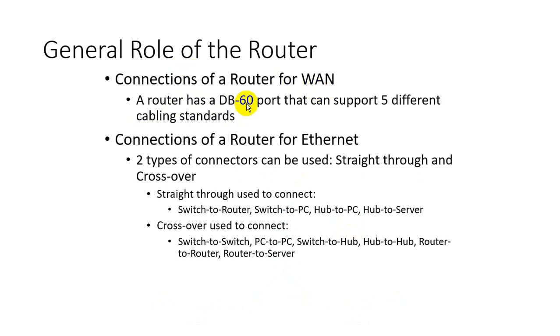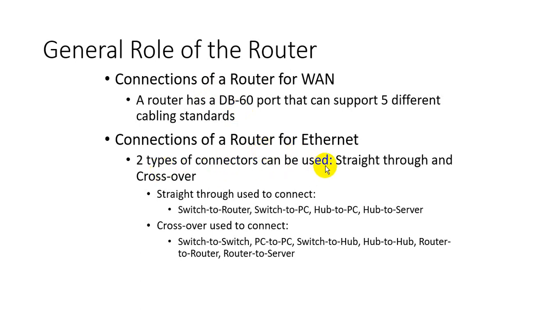Connection of a router for a WAN. A router has a DB60 port that can support up to 5 different cabling standards. Connection of a router for Ethernet. So we have two types of connection. One is a serial connection, which is a DB60, and another is a router with the Ethernet connection.